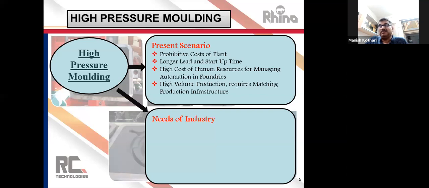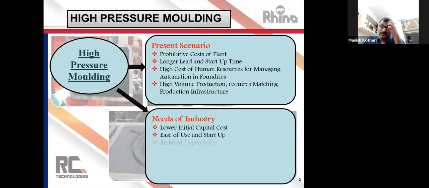The manpower available, the human resources available, are not enough today in our industry to manage the automation or the new process. And if you are looking at fully automatic lines, the entire process has to be matched. So this was the present scenario.